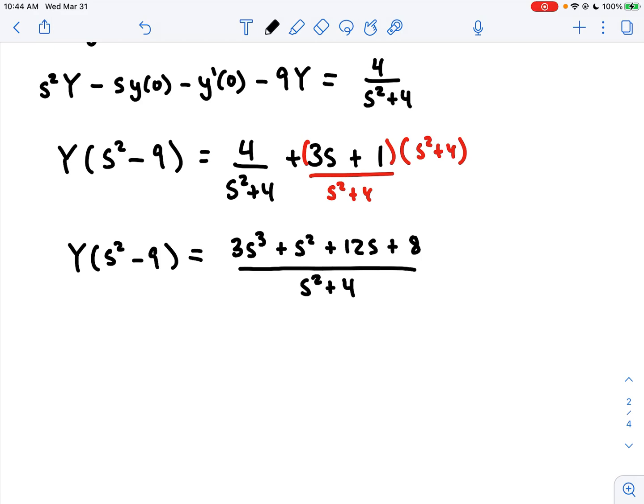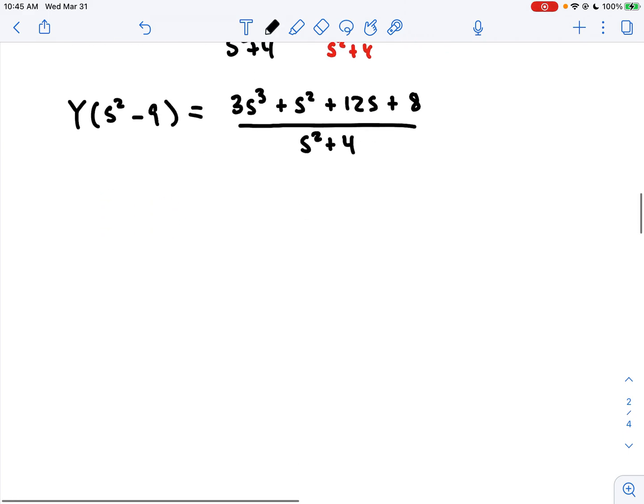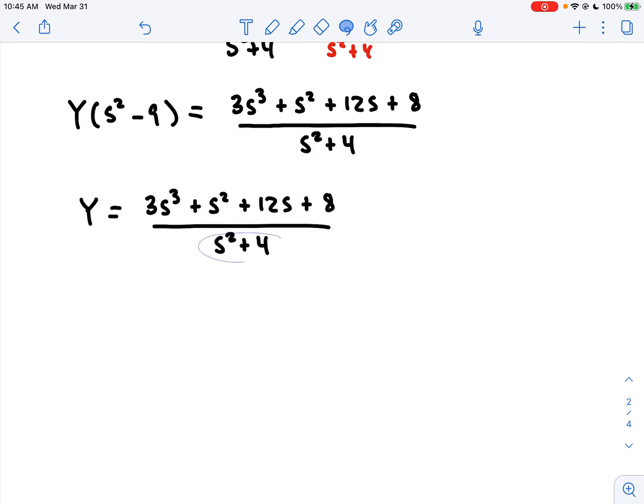And then, of course, the final step is now to divide both sides by s squared minus 9, which is a difference of squares and it factors. Let me just copy this. I'm going to shift that over slightly. Now, s squared plus 4 is a prime quadratic. It does not factor over the real numbers, so we leave that part. But this s squared minus 9 that I'm going to divide down to this space here, I will factor it as well. It's s minus 3 times s plus 3.